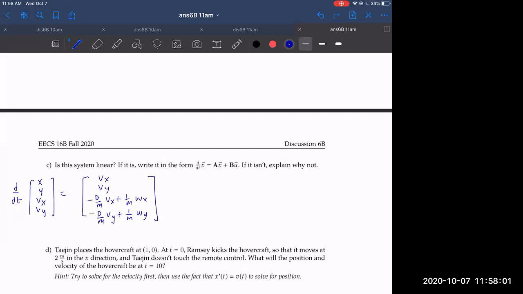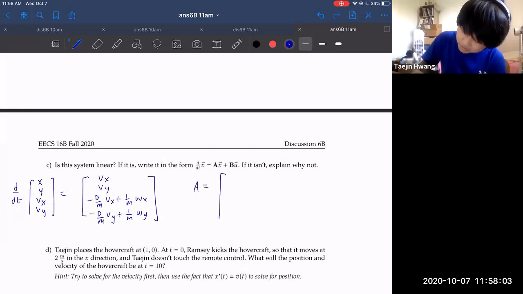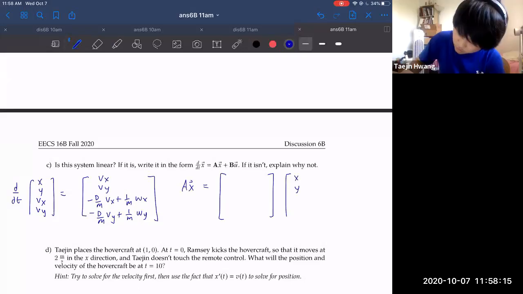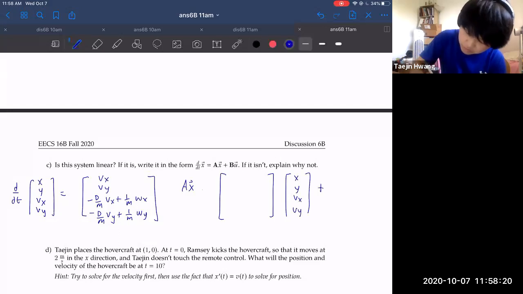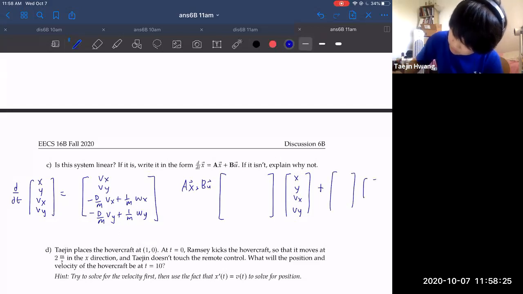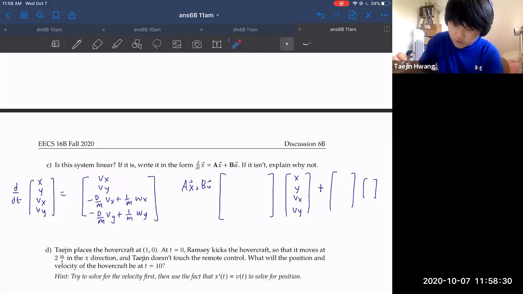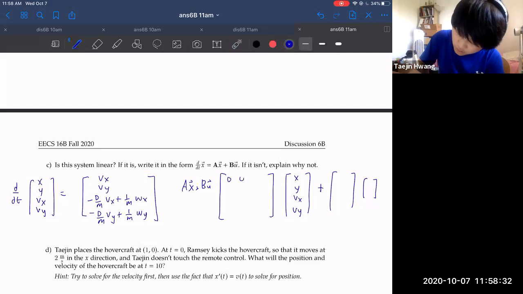And if you want to try writing it out, it is a bit tedious, but we can look at AX as X, Y, VX, VY, and match it. Where this first row only has a VX. So everything is going to be 0 except for the third entry over here.